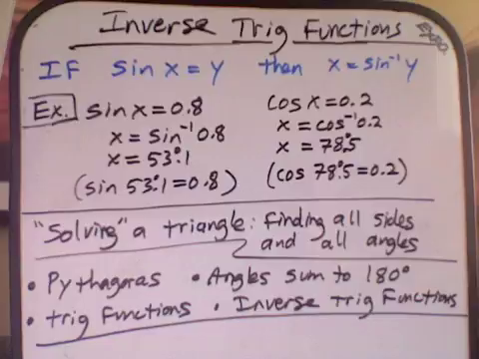Okay. All right, a vocabulary issue comes up. Your book asks you to solve a triangle. Solving a triangle just means finding all the sides and all the angles, and you have several tools at your disposal now to do that. You have, as always, Pythagoras. You know that the angles in a triangle sum to 180 degrees. You have your 6 trig functions, and now you have inverse trig functions. So let's try our hand at applying these tools to the solving of a triangle.